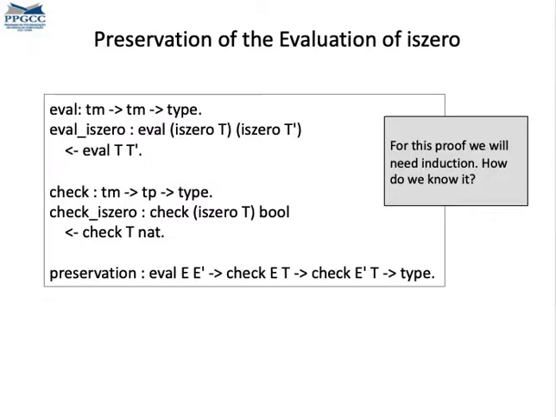If we have eval is 0, then we will need induction. Would you like to try to build a proof? First of all, if the rule is eval is 0, then we know that iszero t goes to iszero t prime. And iszero t can only type check through rule check is 0. In this case, we know that t has type nat. Can you plug this fact into the theorem via induction?